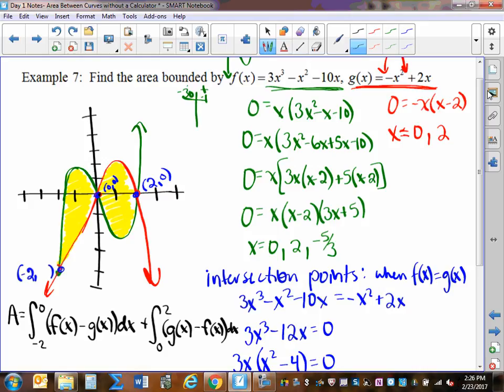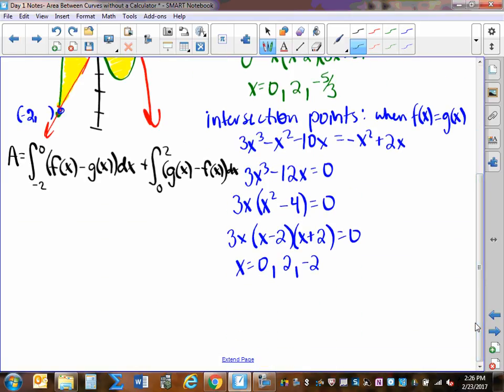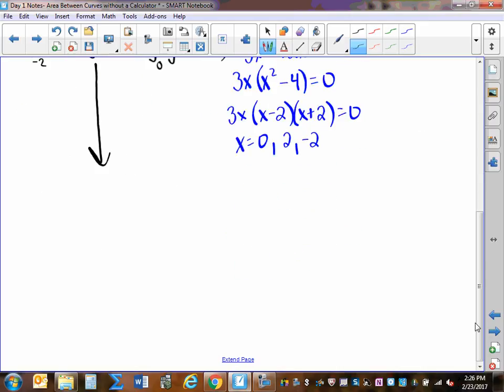Let's go ahead and actually set it up. I'm not going to make you go through all the math anymore, but let's go ahead and set that up with the actual values. Okay. So we have, from -2 to 0.